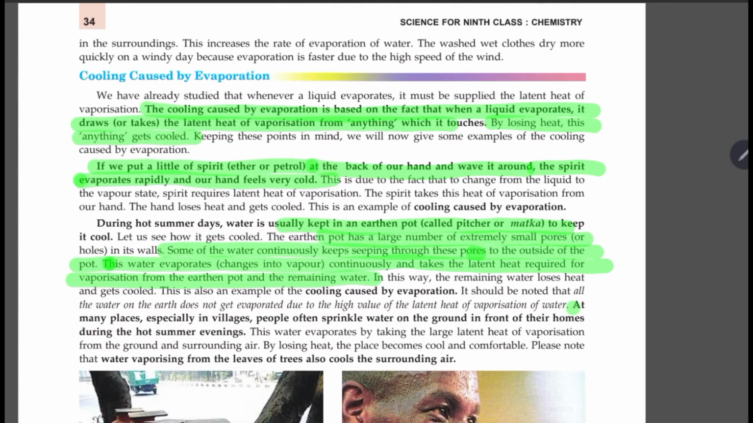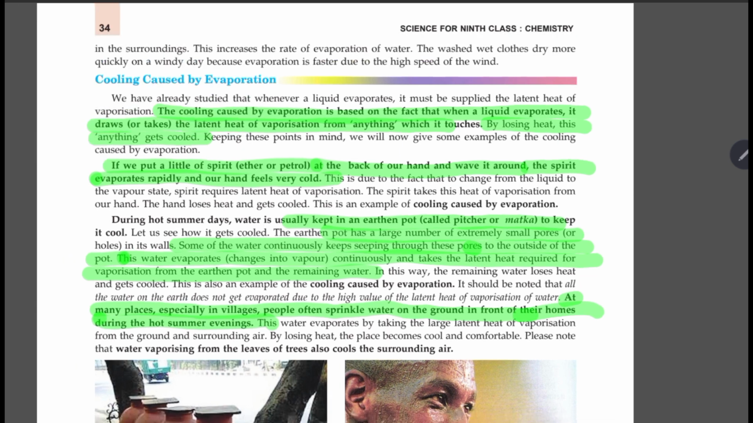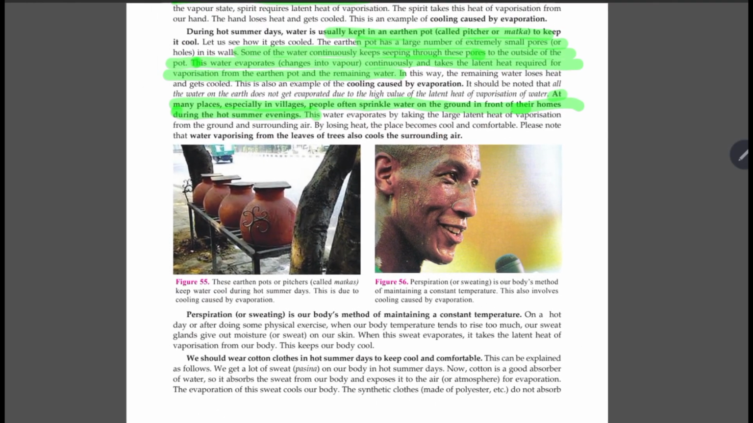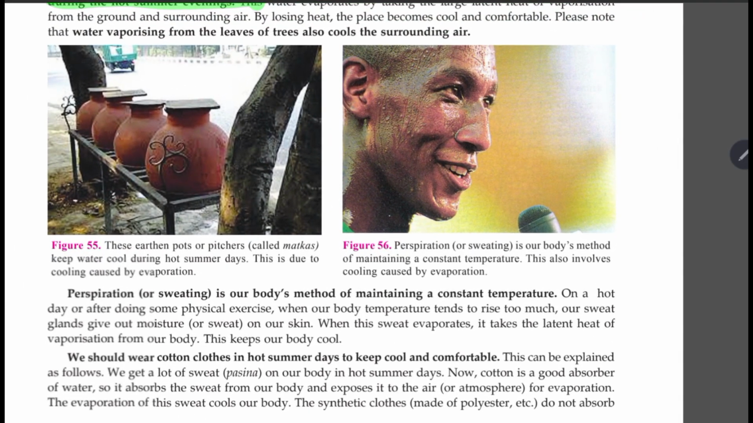Okay. Now, at many places, especially in villages, people often sprinkle water on the ground in front of their homes during hot summer evenings. Why? Because that water will evaporate, actually giving a cooling effect.